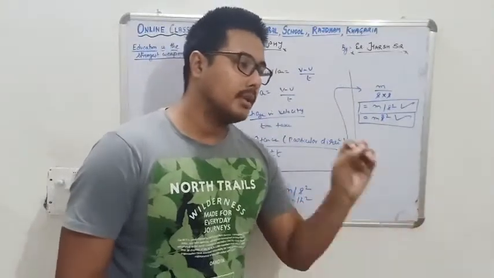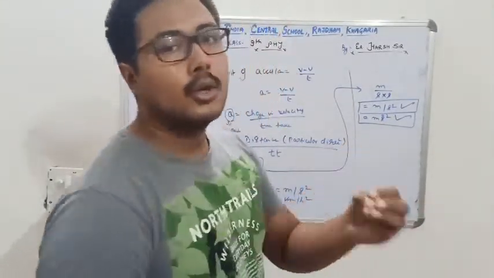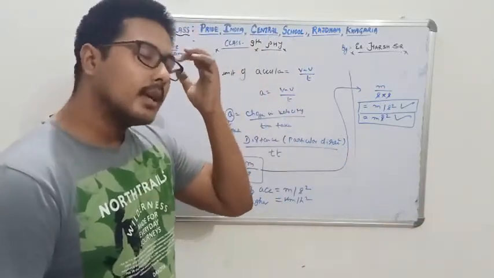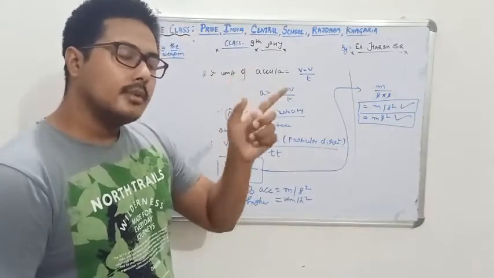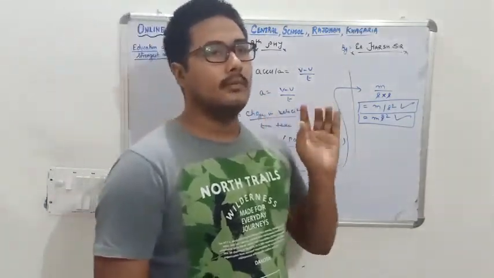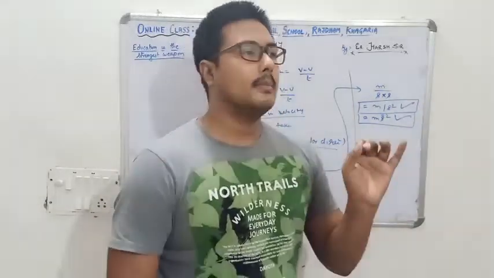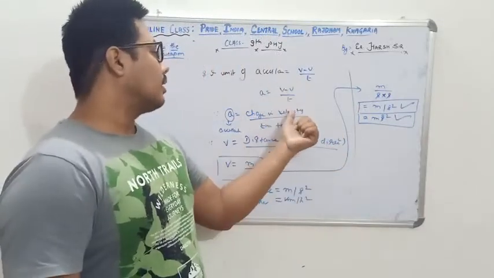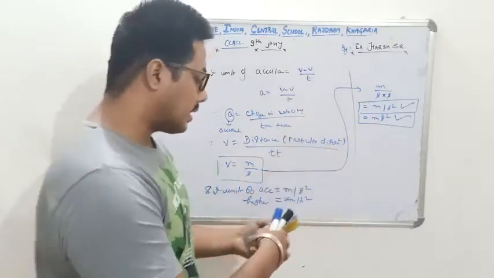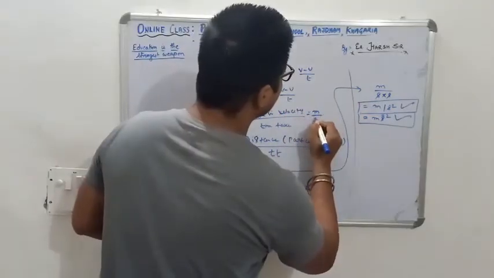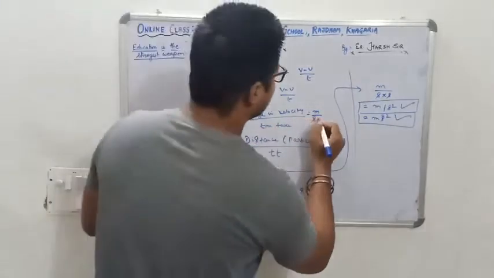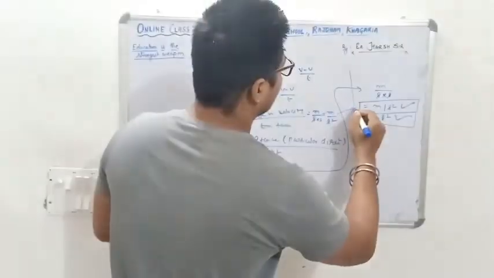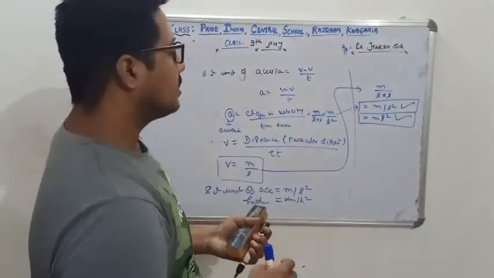Hum log kaise SI unit pe pahunchte hain? SI unit ko yaad karne ki zarurat nahi hai. Agar yaad ho gaya to bahut acha hai, nahi yaad ho raha hai to hum is tarah se isko derive kar lenge, man mein sochenge. Acceleration is nothing but the change in velocity divided by the time taken. Velocity is distance traveled by time taken. Distance in meters, time in seconds. Therefore velocity is meter per second. Time hum second mein measure karte hain. So this becomes meter per second square, the same as we have written here.